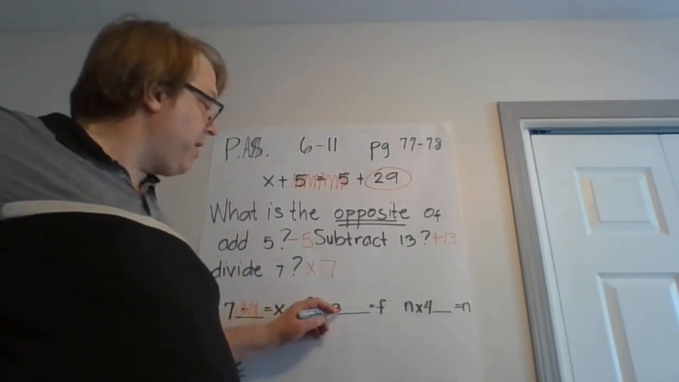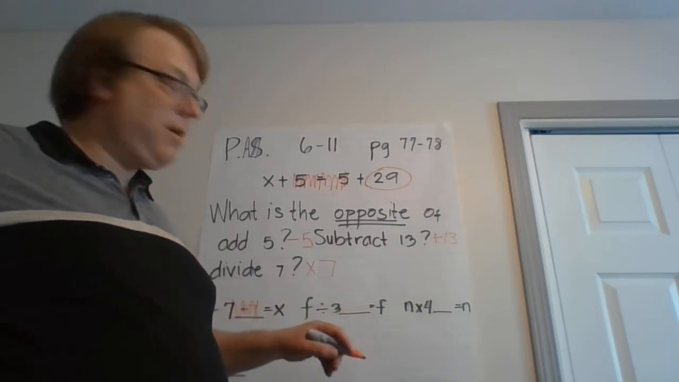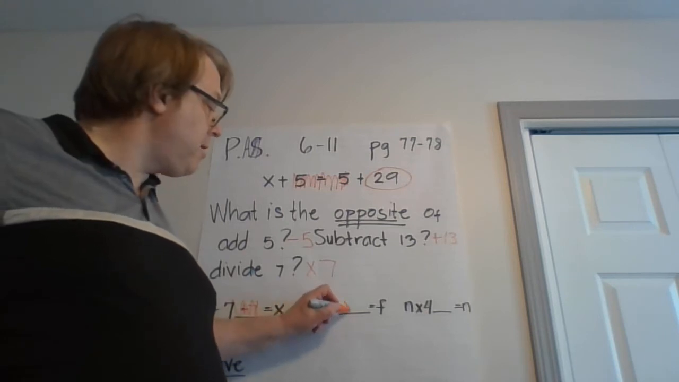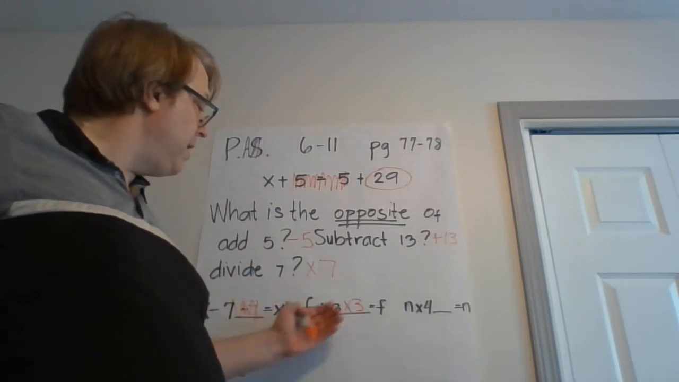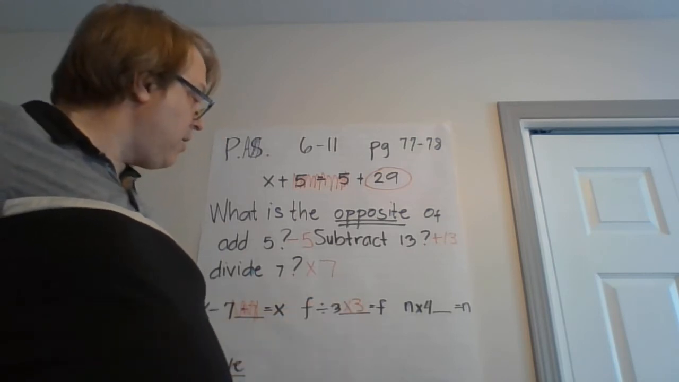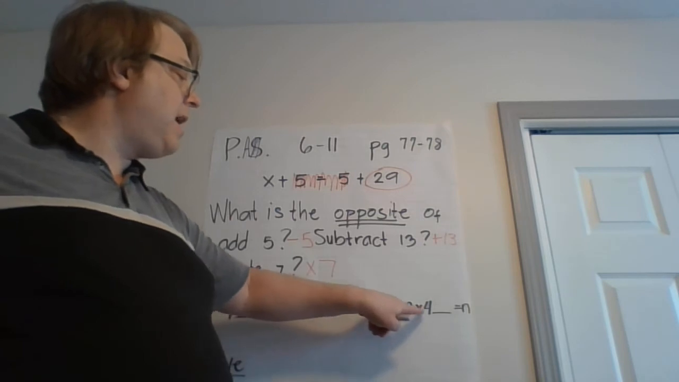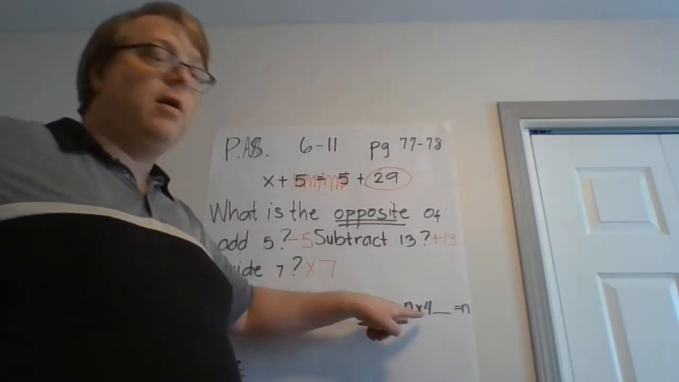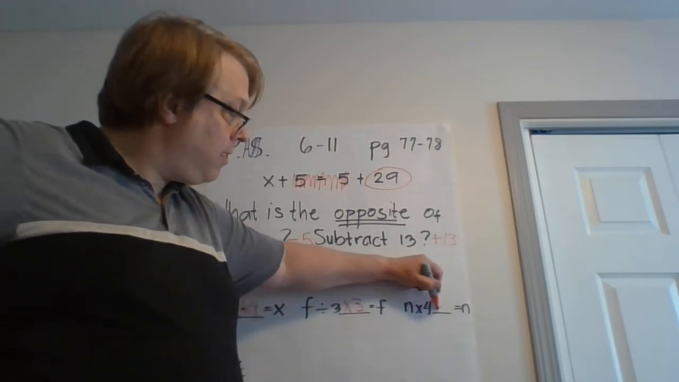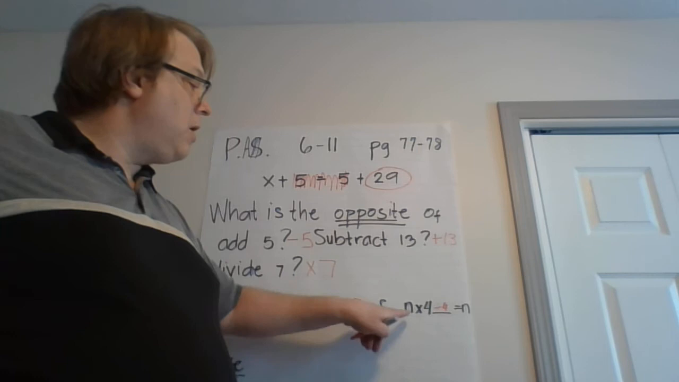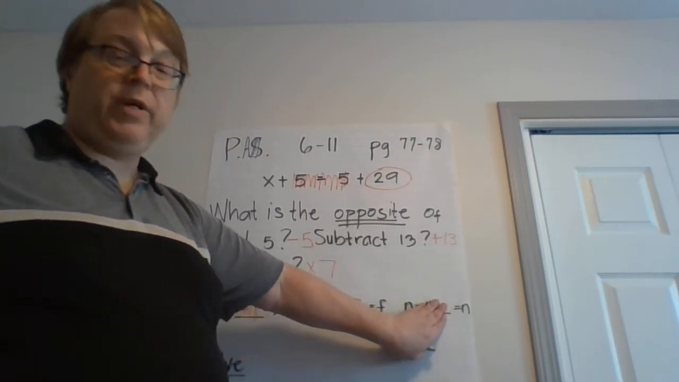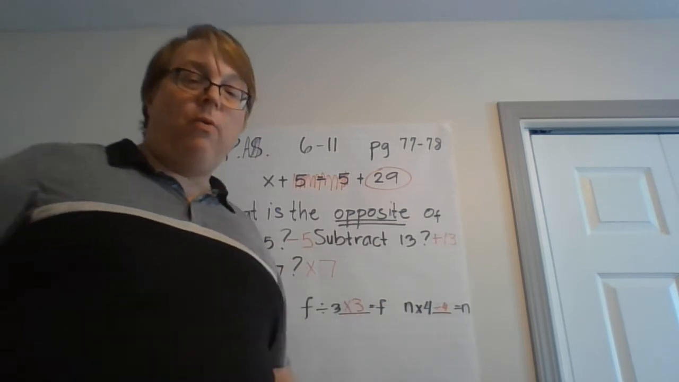X divided by 3, something else, equals F. What do we have to do? The opposite of divide by 3 is times by 3. If we took that information out, F equals F. Again, it's correct. Finally, n times 4 something equals n. What's the opposite of times by 4? Divide by 4. So again, all we're doing is figuring out the opposite and being able to get rid of that extra information. What does that mean for this?